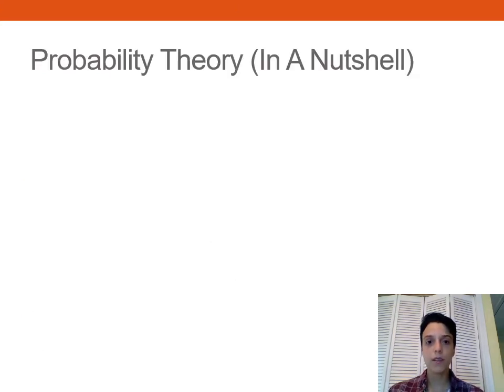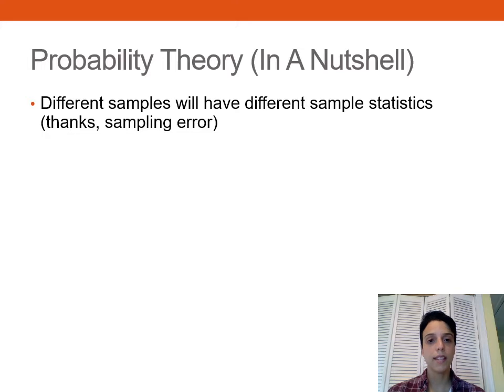And all of this feeds into something called probability theory. In this class, I only talk about probability theory a little bit. If you took stats with me, or if you ever take stats with me, you'll have to hear about it a whole lot more. But here I'm just going to describe it in a nutshell. So probability theory says that different samples will have different sample statistics, thanks to sampling error. In other words, if you take one handful of M&Ms from the big bowl, 5 of them might be red, 6 of them might be red, 4 of them might be red, 2 of them might be red, just by chance, just because you happen to grab more or less red M&Ms in that handful. So different samples have different sample statistics.